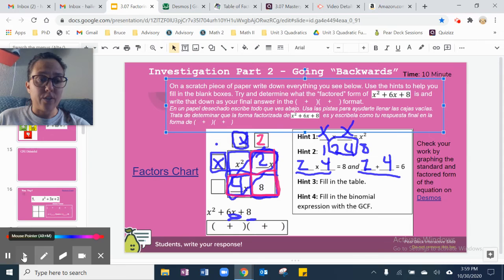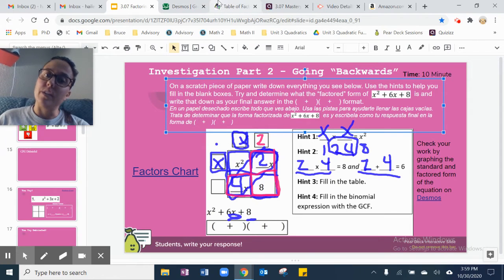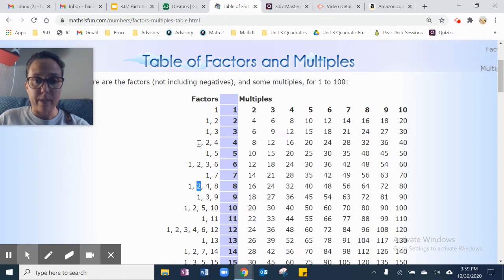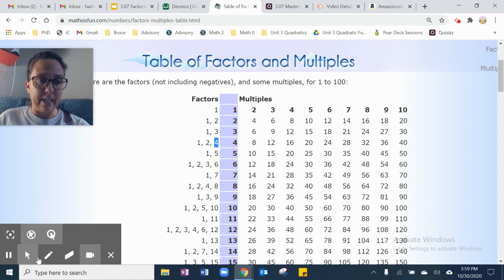Now for the row, we have 4 and 8. So what are the factors of 4 that also go into 8? What's the greatest or biggest number? So 1, 2, 4, and 1, 2, 4, 8. So 4 is the biggest number that goes into 4 and 8. So that's what we're going to pull out.